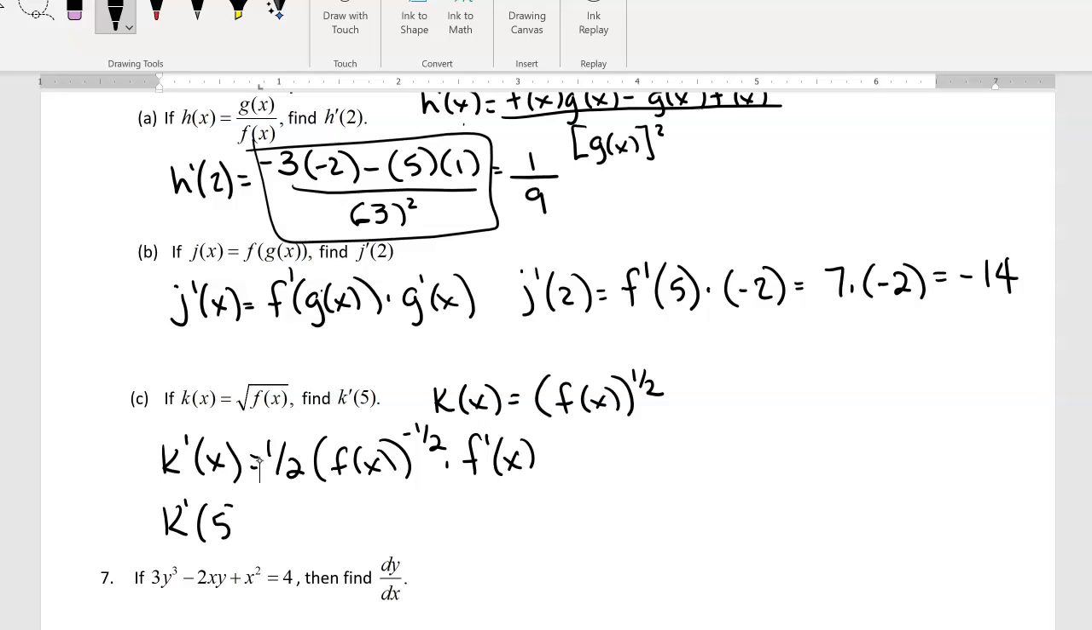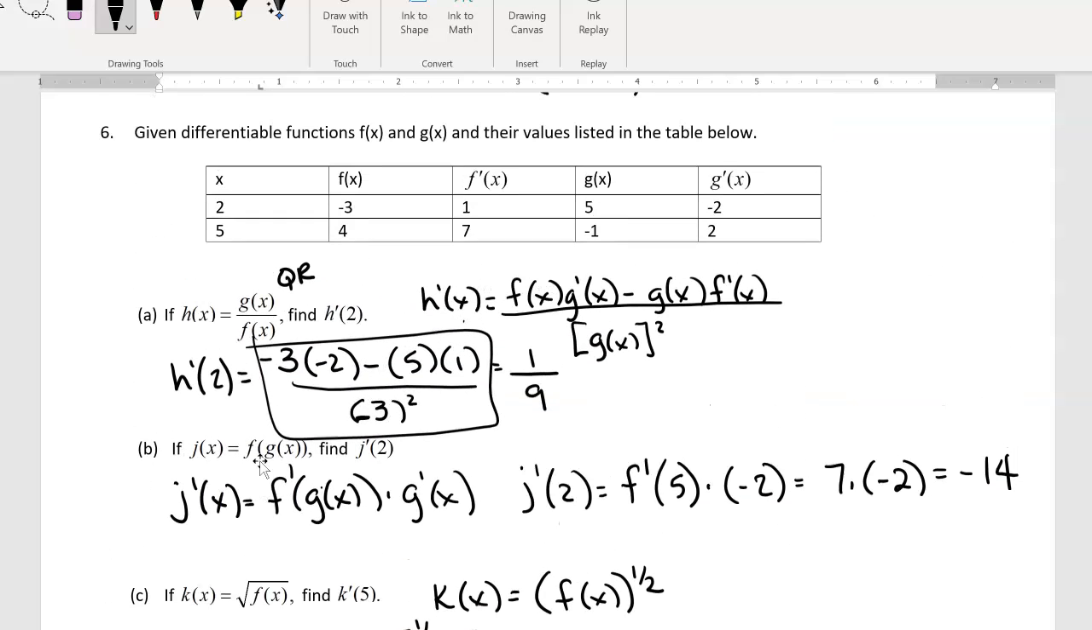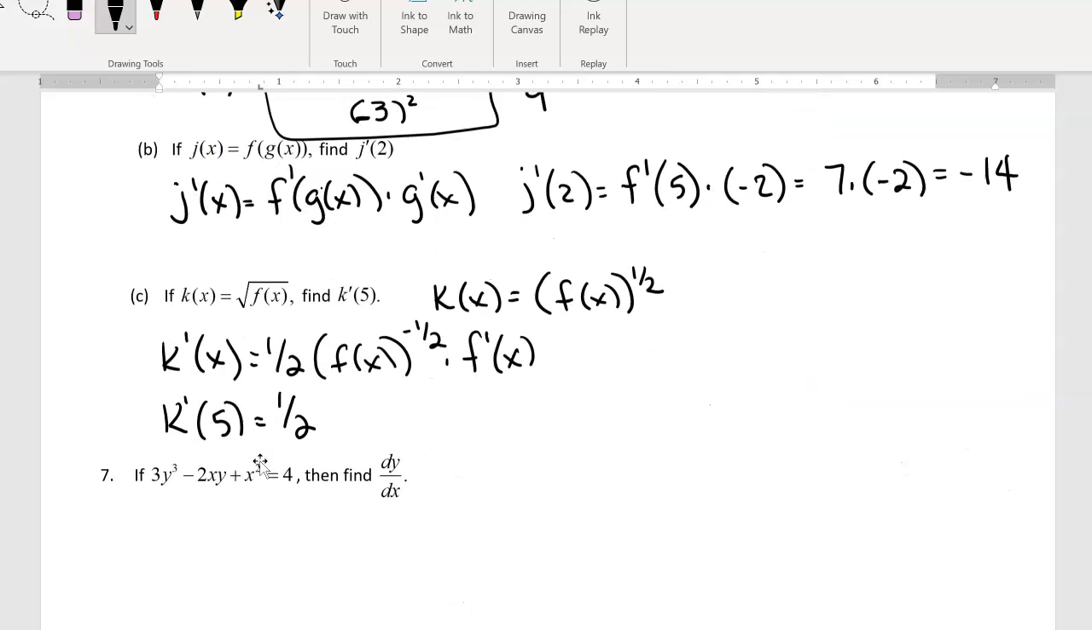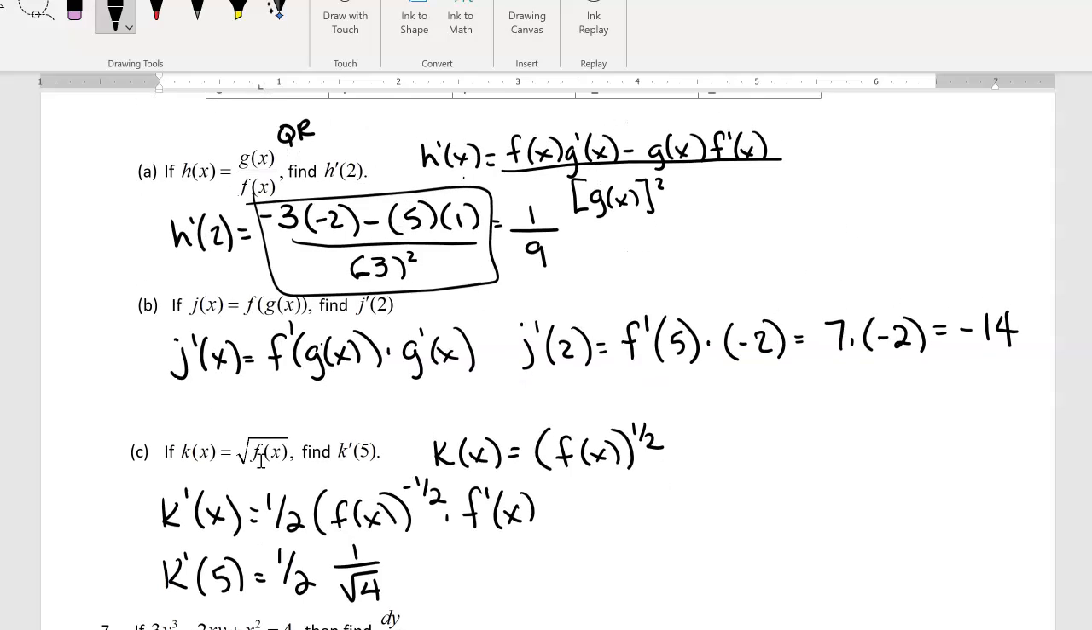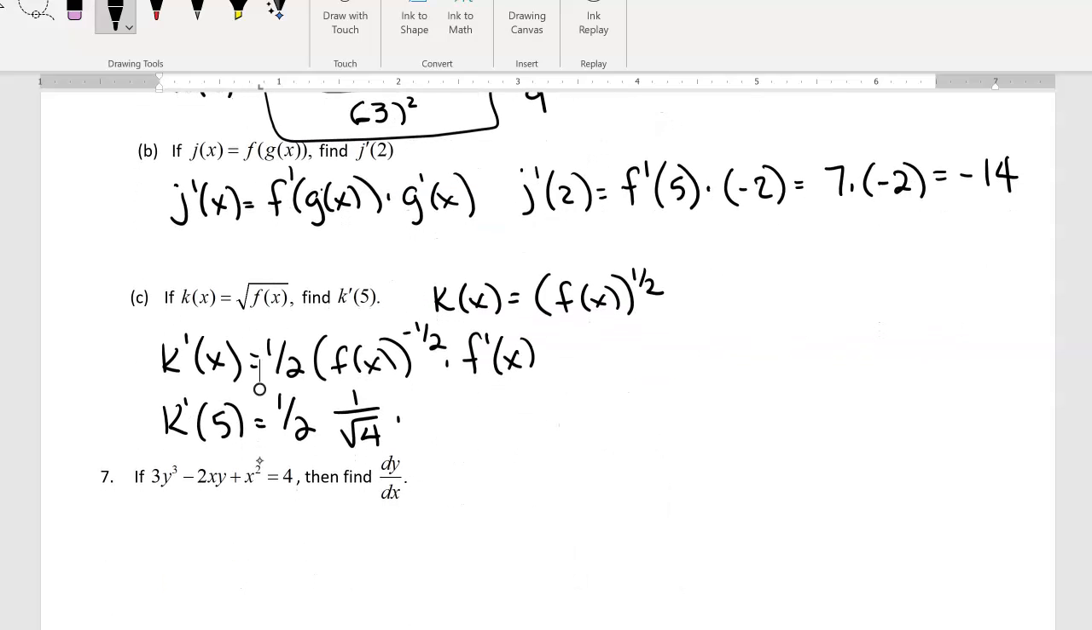K prime of 5 is 1/2, and it would be 1 over the square root of f of 5, and I believe f of 5 is 2, if I remember correctly. No, it's 4, sorry. So 1 over the square root of 4, and then times f prime of 5 again is that 7 we had from above, and so that answer is 7/4.